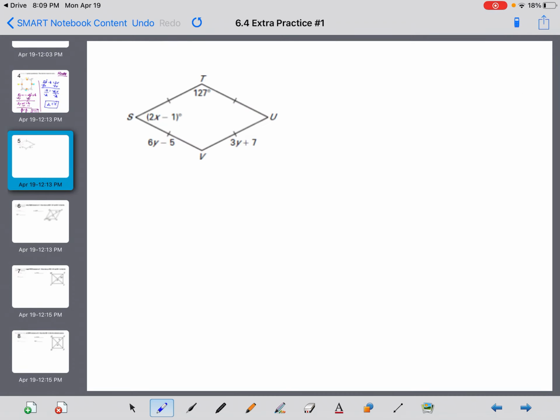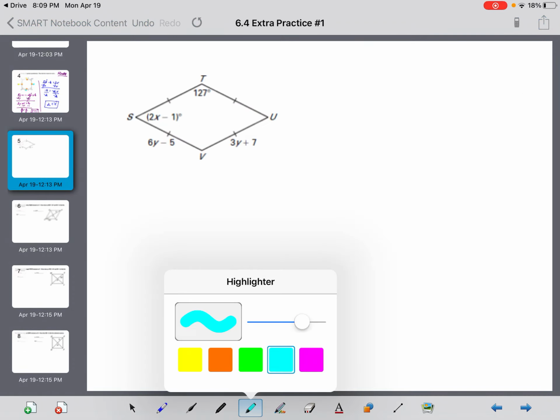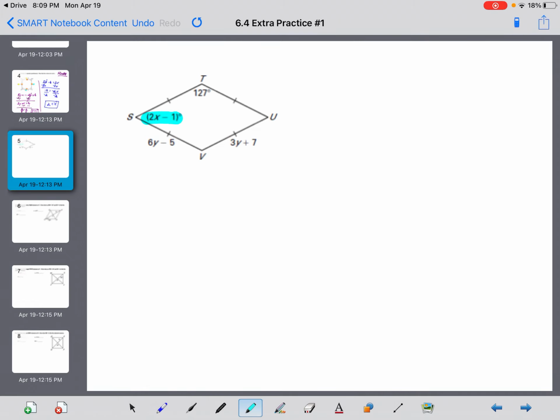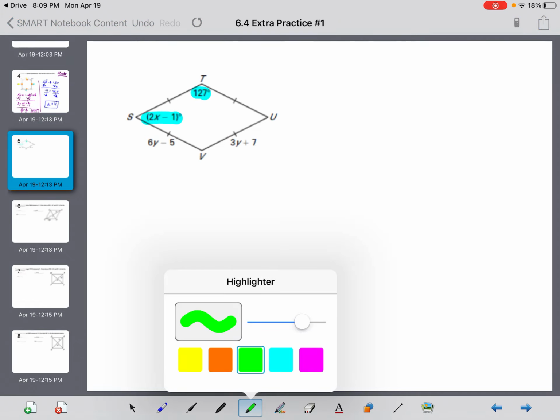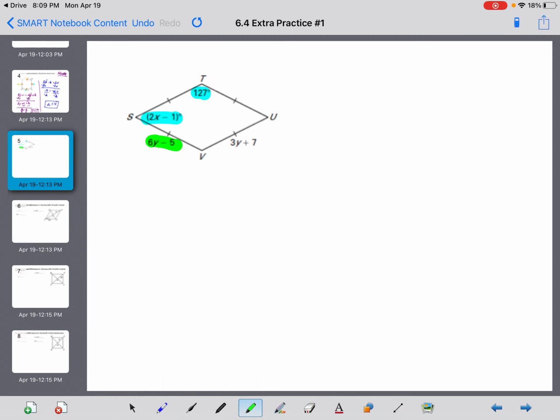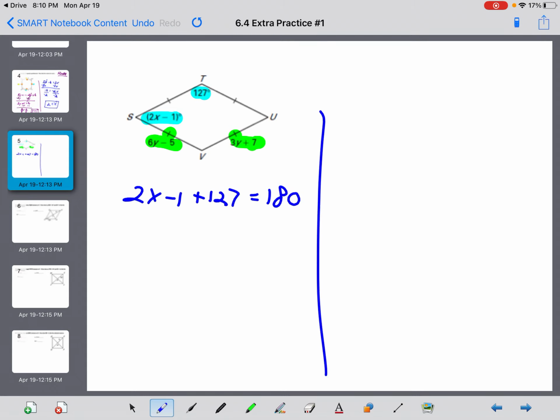Okay. Next example. Now, we have 2 angles, and then we have 2 sides. Okay, our sides are congruent, but our angles are not congruent. Those are consecutive, so they're going to be supplementary. So we get 2x minus 1 plus 127, so I took my 2 angles, and they need to equal 180 degrees.